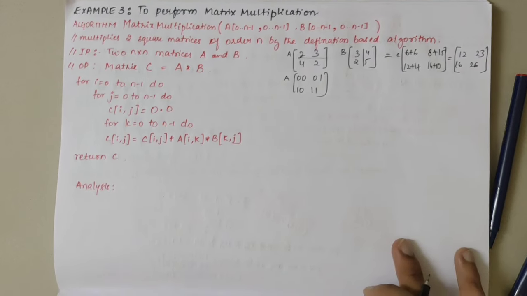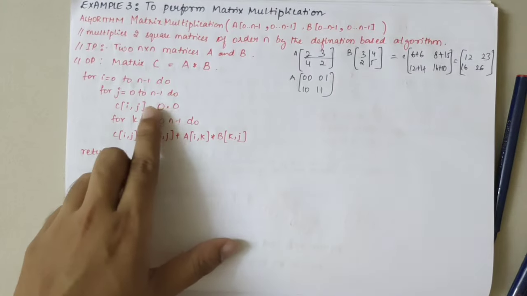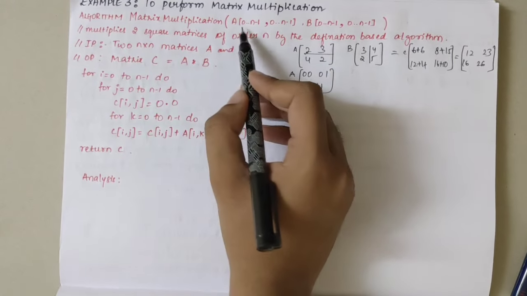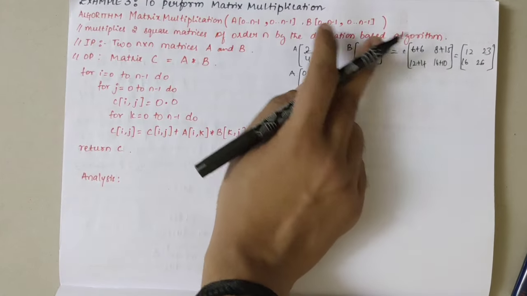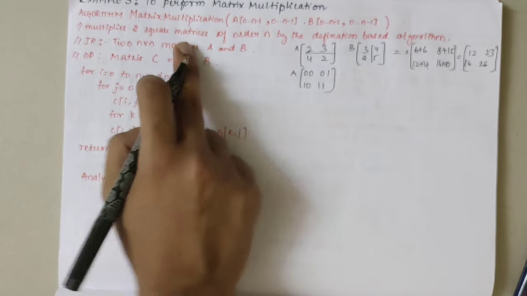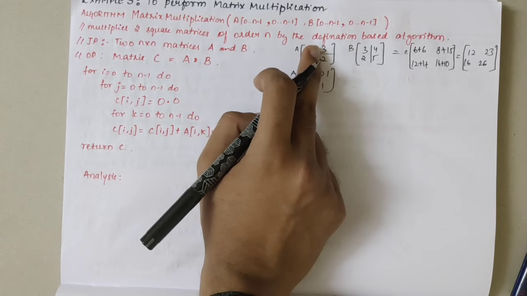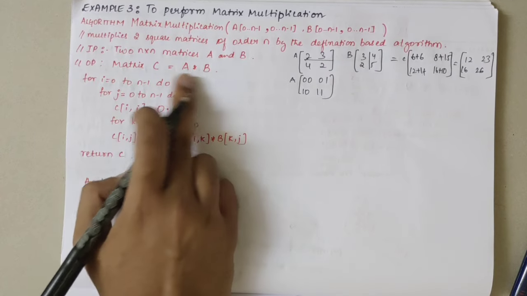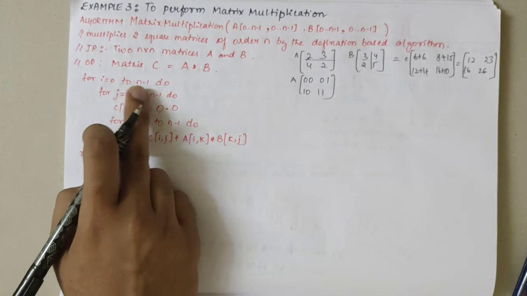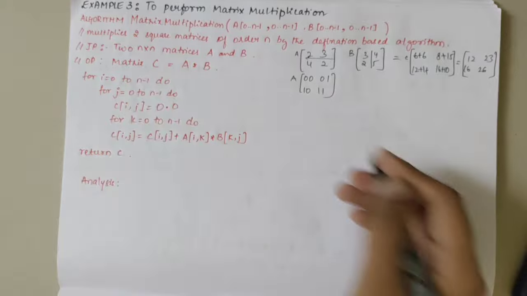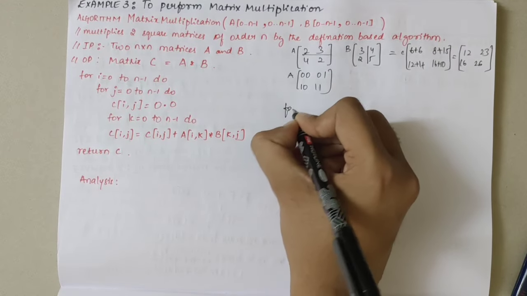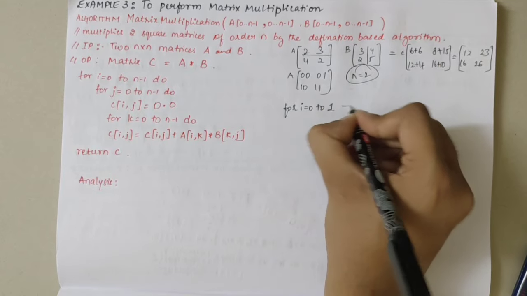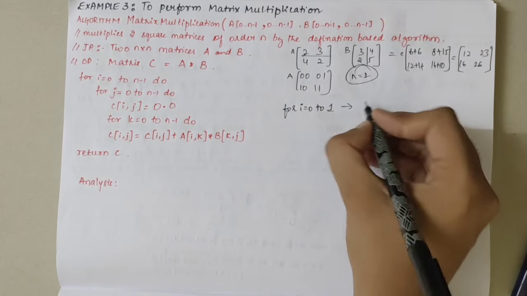So let me start with the analysis part by looking into the algorithm here. Firstly, algorithm matrix multiplication, we are taking A as one matrix and B as the other matrix. It multiplies two square matrices of order n by the definition-based algorithm. The output should be the C matrix, that is the multiplication of A and B. For i equal to 0 to n minus 1 do. Here n value is 2, so I'll write 1. This is the outer loop, to check the size of A.